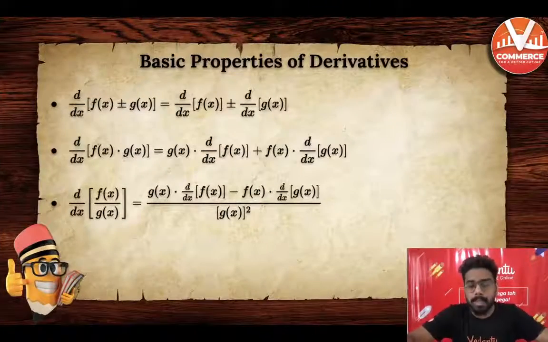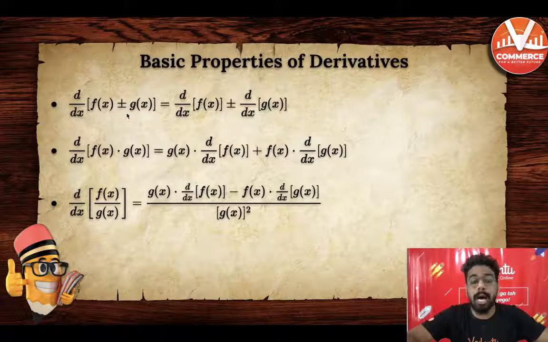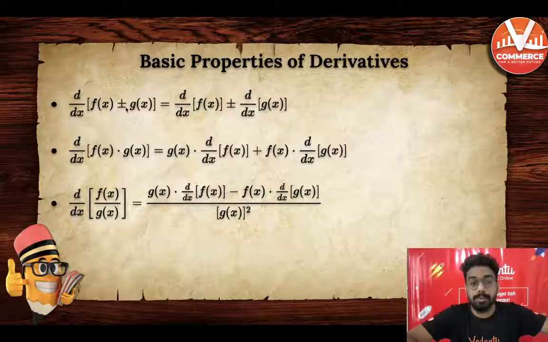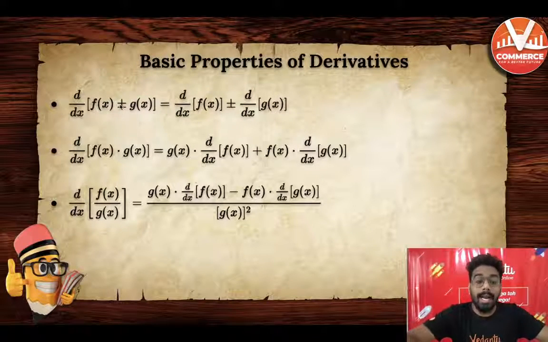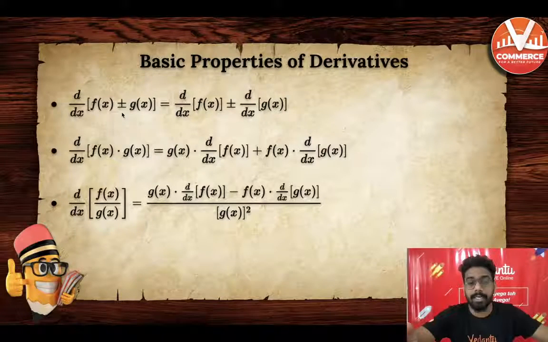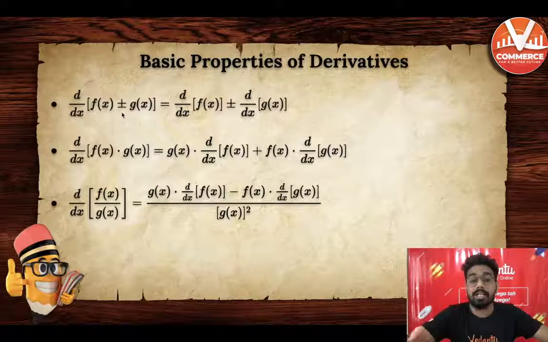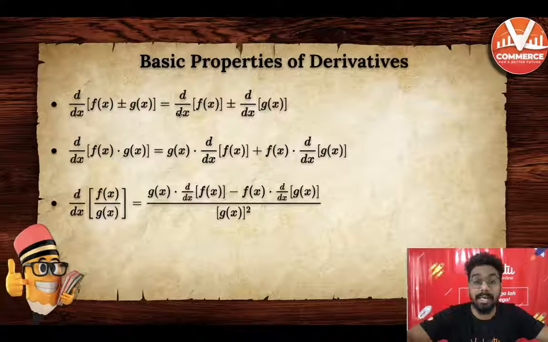आपको क्या करना है, basic properties आपको समझनी है. As in the limit chapter, we have addition, subtraction, multiplication and division. So addition or subtraction of two functions, if we are differentiating it, you can separately differentiate them.